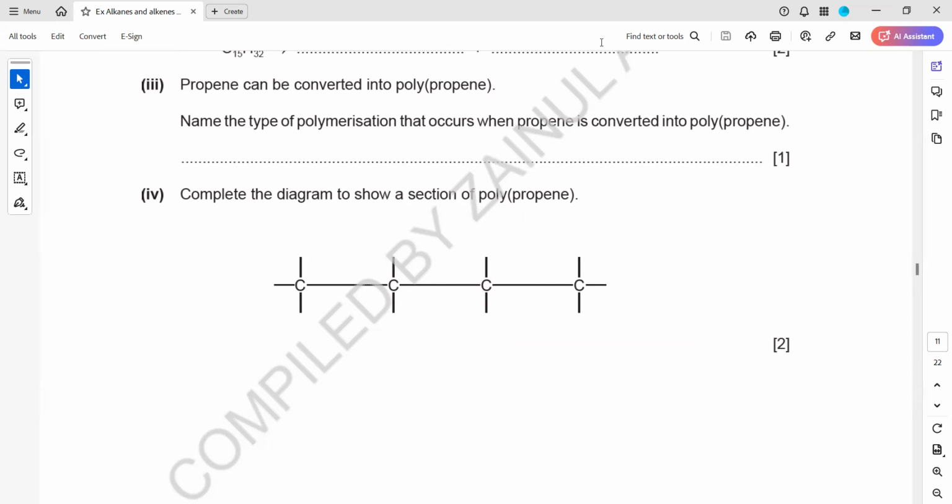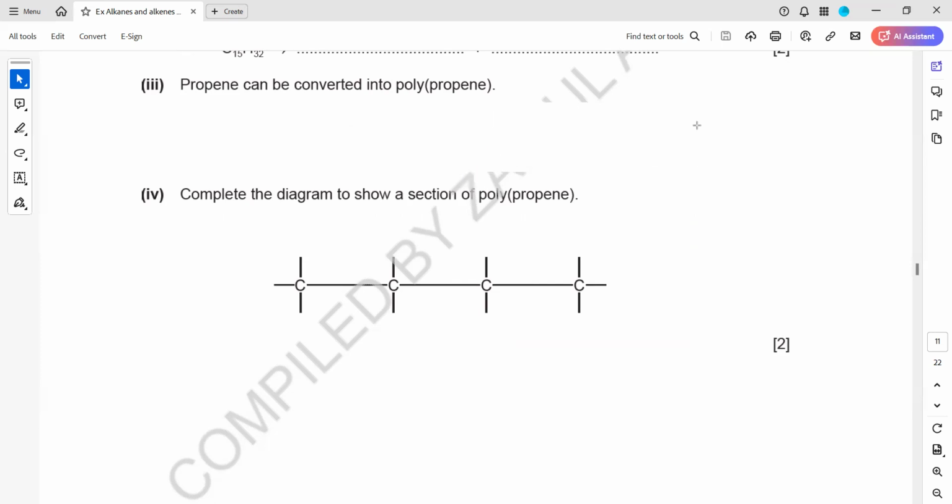First, we have propene with 3 carbon atoms, and the first 2 will have a double bond. We just have to draw the structure of a section of the polymer. This will be propene, CH2 double bonded with CH, and then CH3. When we rearrange the structure, it will be C double bonded with C. This will have 2 hydrogens. This will have 1 hydrogen and then CH3.